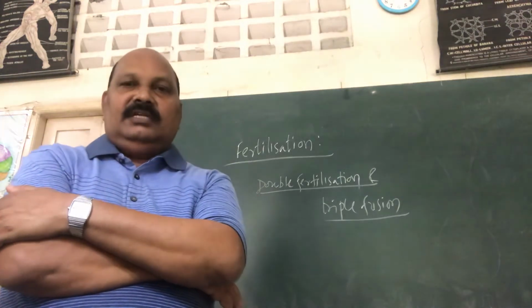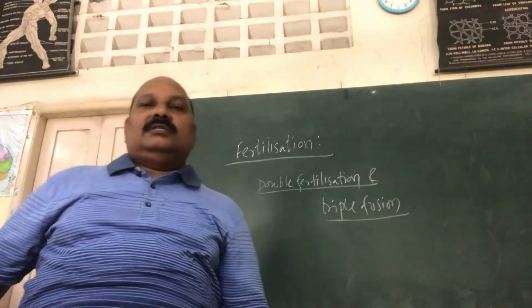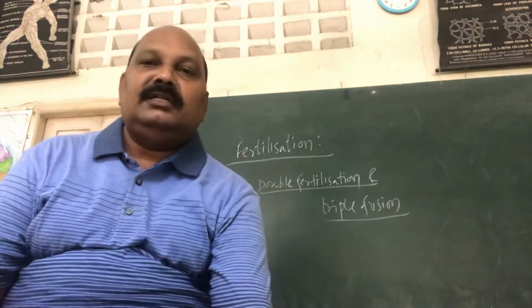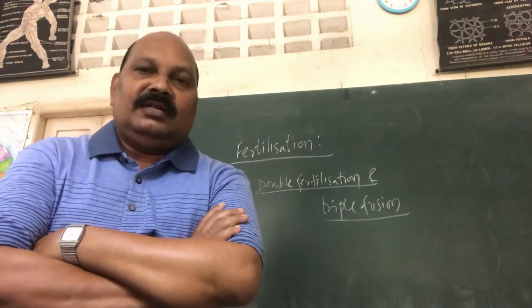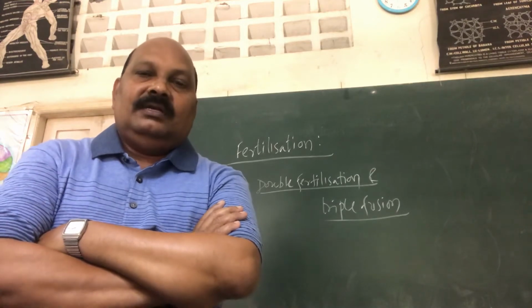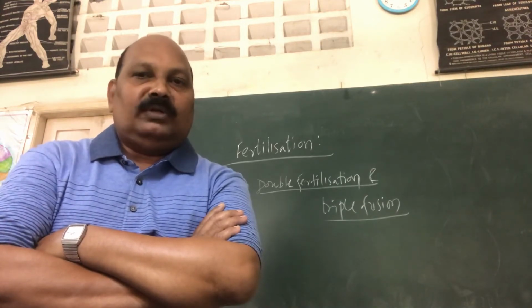Dear students, in this video we are going to discuss fertilization in angiosperm plants. Step number 1, pollen grain landed on the stigma. Here there are two types of landing of pollen grains.